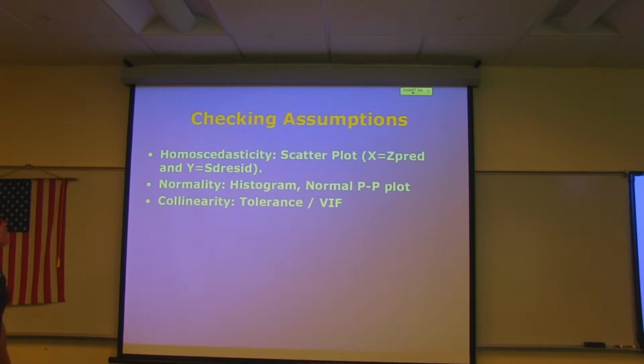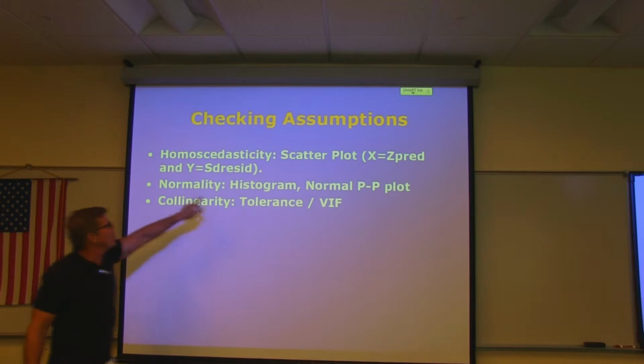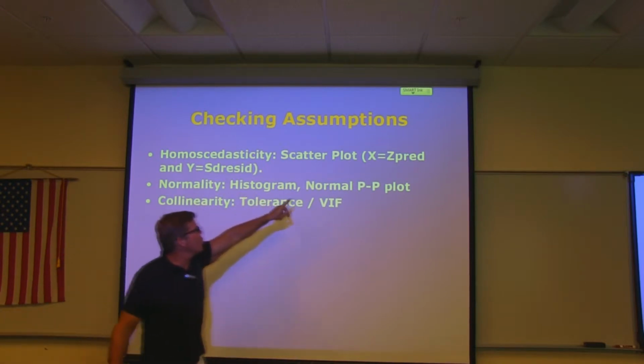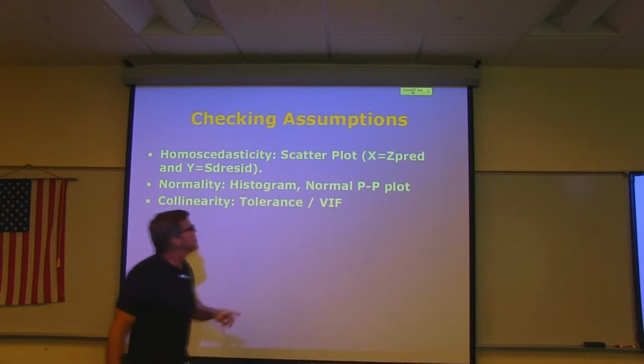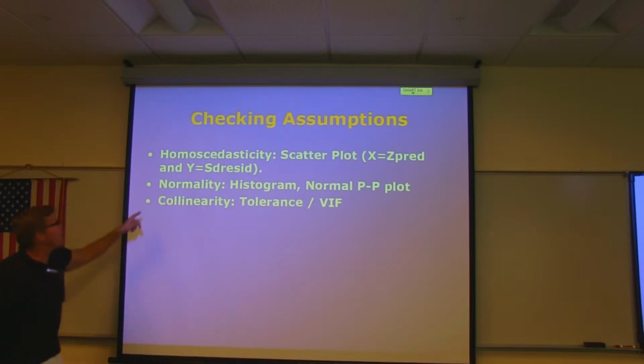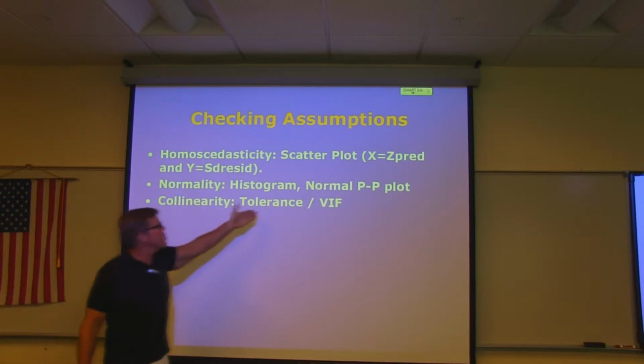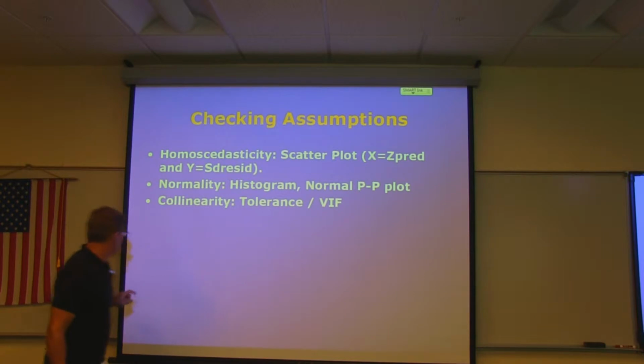Checking the assumption for homoscedasticity, we'll look at a scatter plot, x and y in terms of the residuals. For normality, we can look at a histogram or what we call a normal PP plot. And for collinearity, we're going to check tolerance and variance inflation factor.